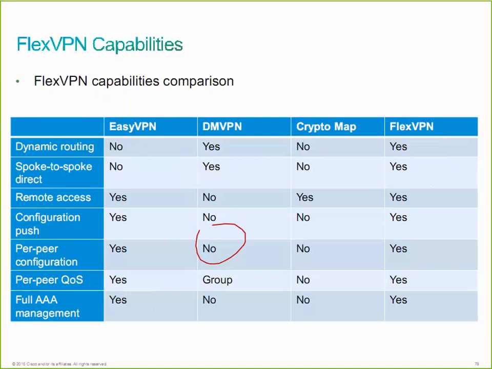And there's no AAA management in DMVPN. Quite frankly, it's not really required because there's no remote access support. So we don't really need that AAA integration in a DMVPN environment. I wouldn't necessarily say that is a fault of DMVPN. It's just not necessary. Okay?